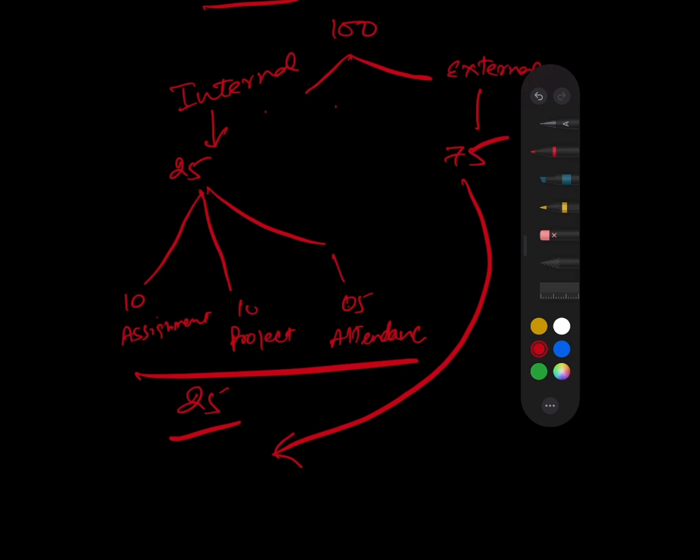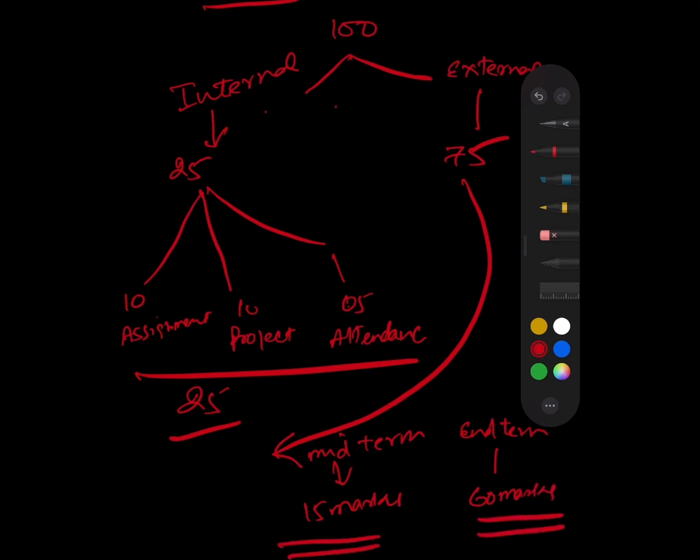Then coming to 75, which is external, it has midterm and end term. Midterm 15 marks and end term 60 marks. So midterm is usually say after 2-3 months after the beginning of the classes, and end term is after the course is over. Okay, this is the half yearly examination or annual examination, you can call it.